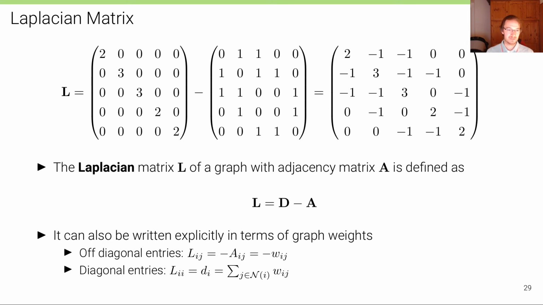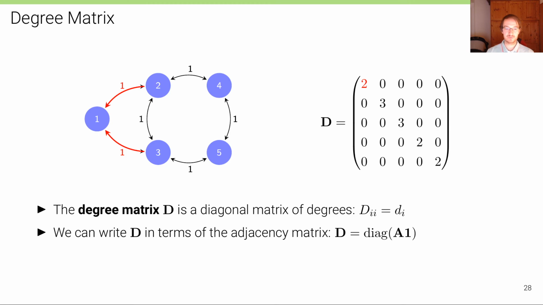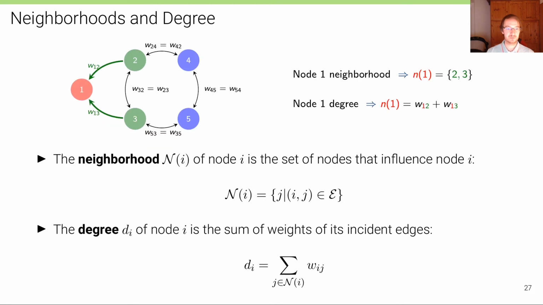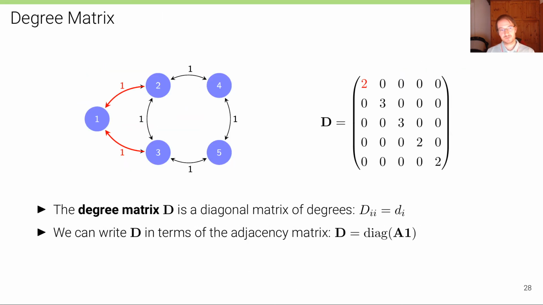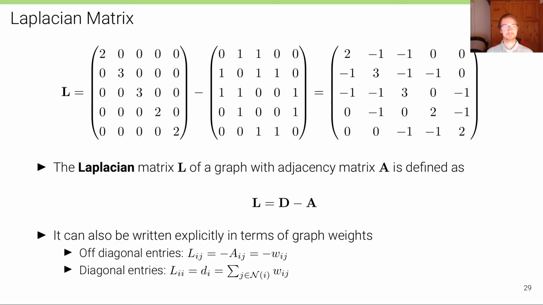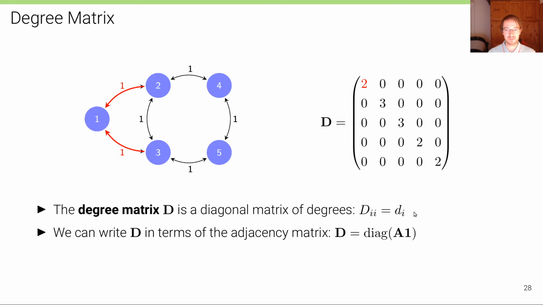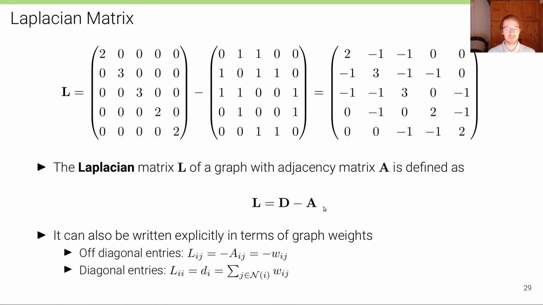Now, the next graph shift operator. The degree matrix and the neighborhood haven't been graph shift operators, but the adjacency matrix was a graph shift operator. The next graph shift operator that we're going to define is the Laplacian. The Laplacian matrix L of a graph with adjacency matrix A is defined as the degree matrix minus the adjacency matrix. So we take this degree matrix that we have defined here, and subtract the adjacency matrix.